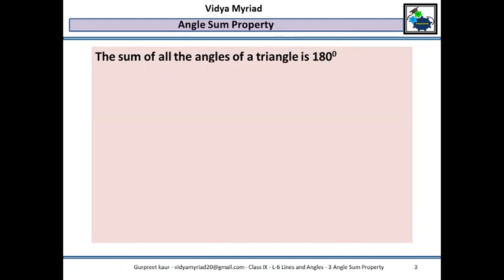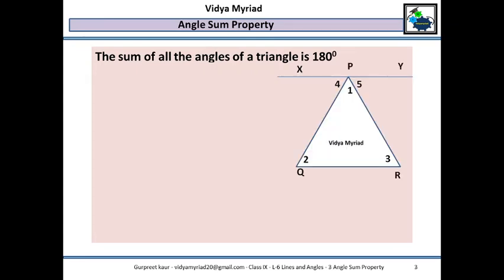Let's begin with angle sum property. It states that the sum of all the angles of a triangle is 180 degrees. Let's prove it with the help of the diagram. See, I have made it and I have given some numbers over here. We will use the numbers to explain it easily.